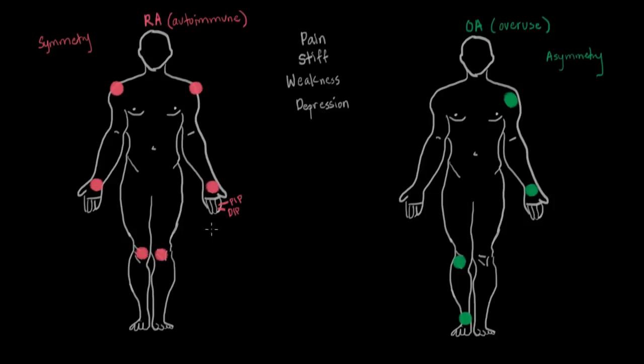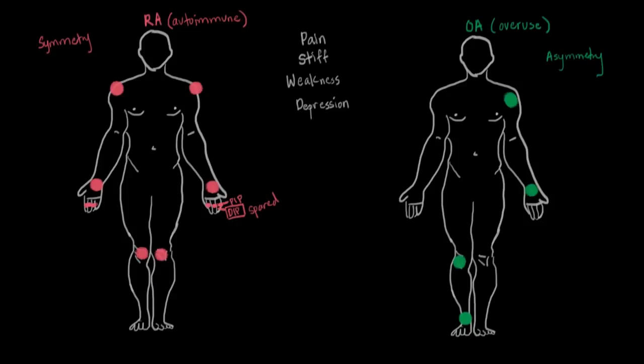So in RA, it's very important to know that the DIP joints are spared, meaning they're usually not affected. I'm going to write spared. So the very last knuckles there are usually not going to be affected. So when RA affects the joints in our hands, it's going to affect the PIP, the proximal, kind of in the middle of the fingers. And of course, it's symmetrical, so it's going to be both sides.